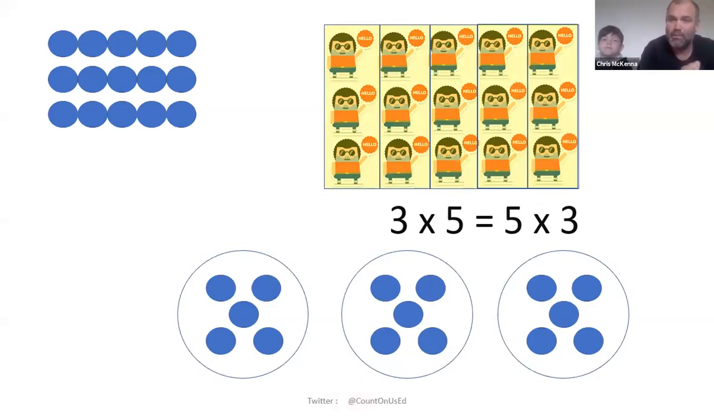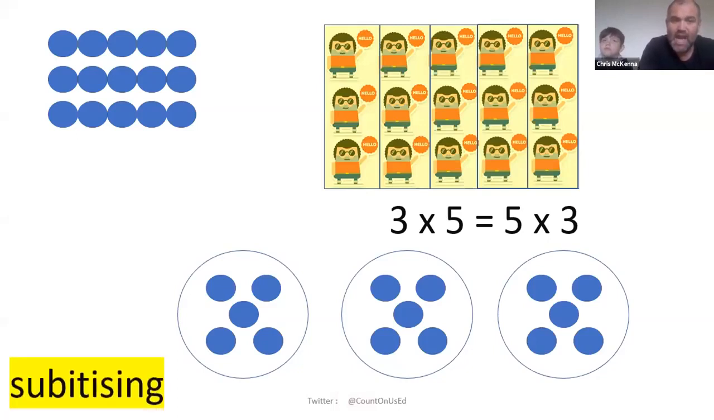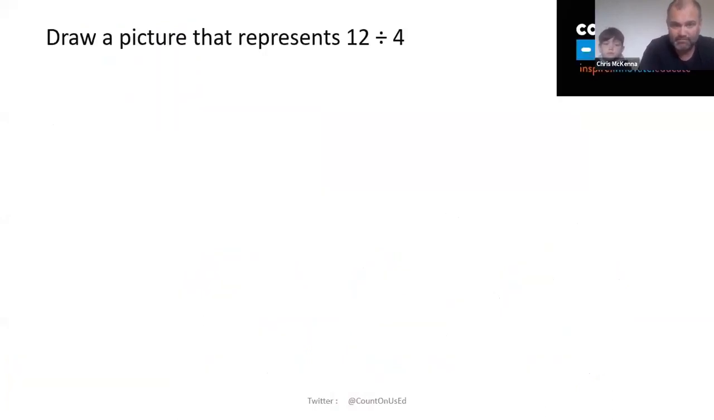So that property about multiplication, that 3 5s are equal to 5 3s. And I just put a wee link here. This links back to all the subitizing that we were doing in the first couple of sessions. Now I want you to draw me a picture that represents 12 divided by 4. Draw a picture, or think of a picture in your head. How would you draw this out to someone, or how would you draw it out yourself?